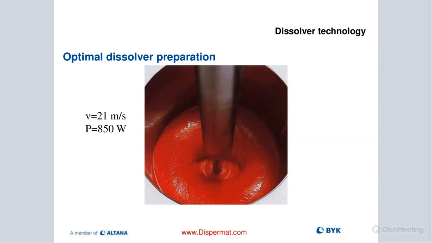So in this case, we operate here at 21 meters per second, and we're putting in about 850 watts of energy. So we can see the tip speed is good, and the amount of energy we're putting in looks good. And therefore, we have a really nice looking donut.